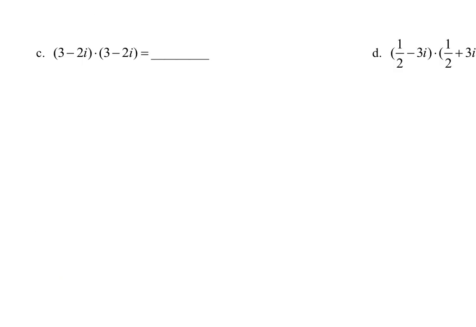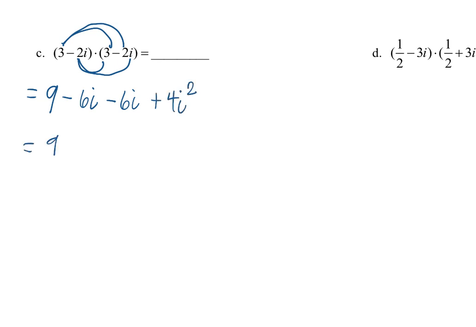Okay, right here we have 3 times 3 to get 9. 3 times negative 2i to get negative 6i. Negative 2i times 3 to get negative 6i. And negative 2i times negative 2i is positive 4i squared. This gives me 9 minus 12i plus 4 times negative 1. So that's negative 4 and a positive 9. So 5 minus 12i.